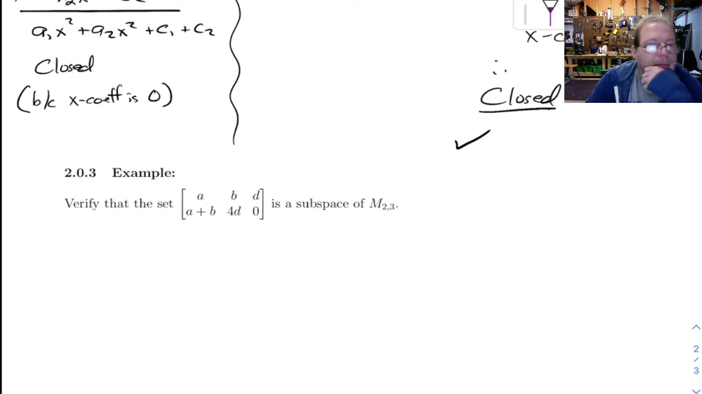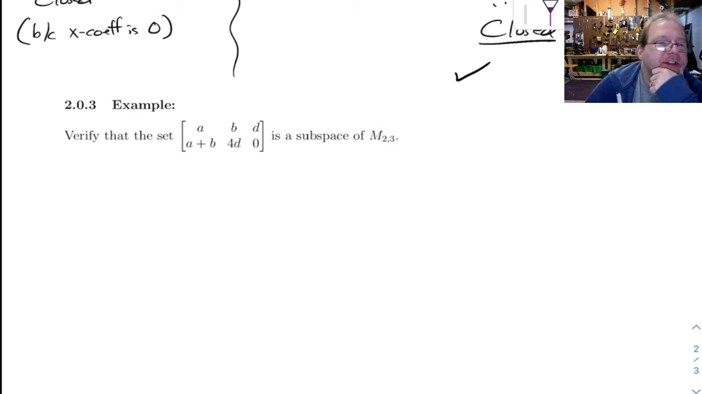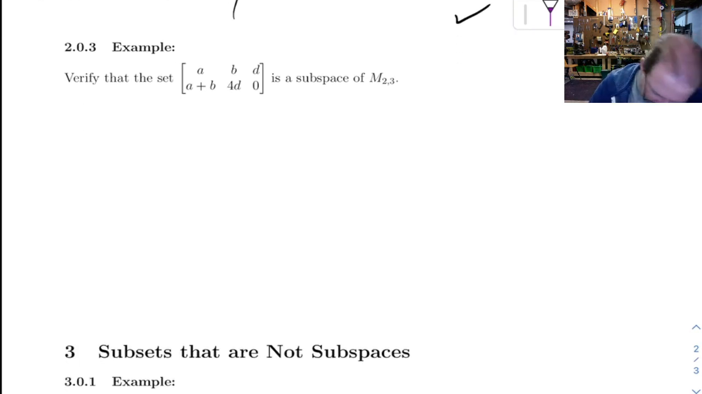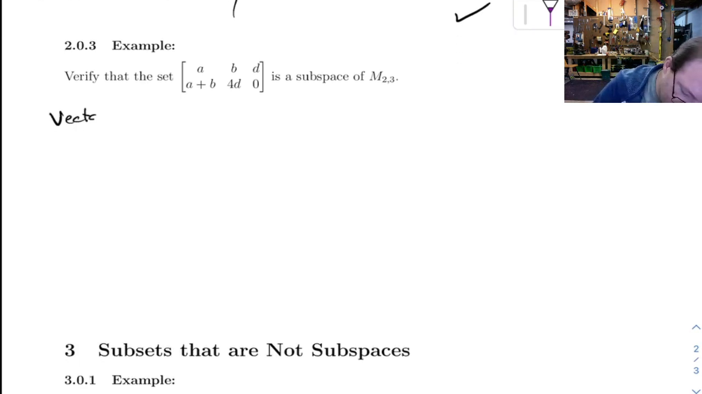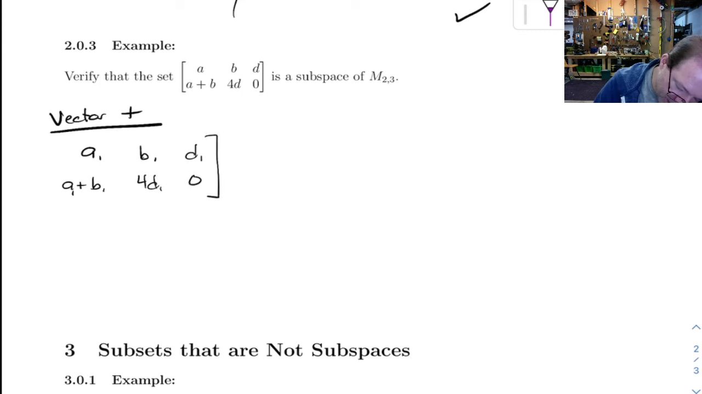All right, one more of these. Verify that this set is a subspace of M23. Remember, that's the set of 2x3 matrices. So what I'll do is basically the same thing we've been doing. For vector addition, I'll take two of these things: a1, b1, d1, then a plus b, 4d, 0. Basically, I'm just taking that and subscripting it with 1s. I'm going to add another one on, but I'm going to subscript it with 2s.